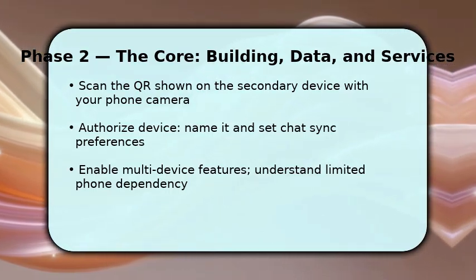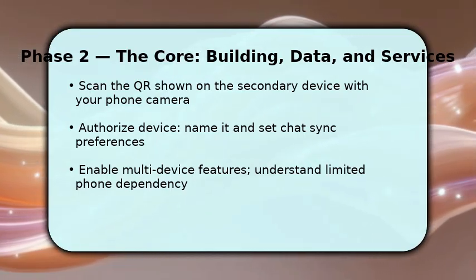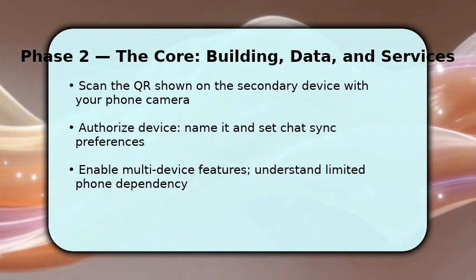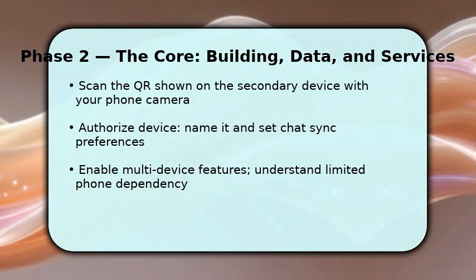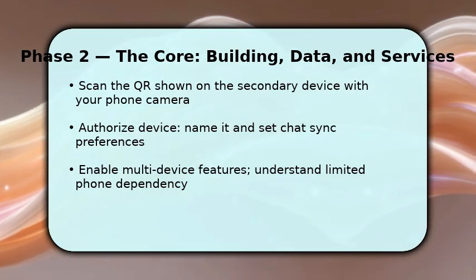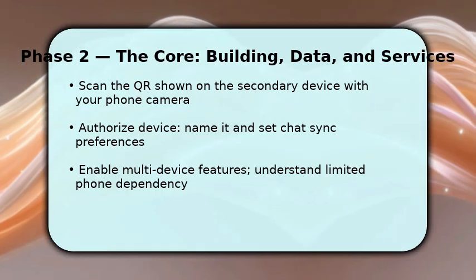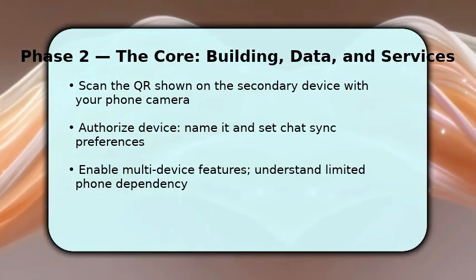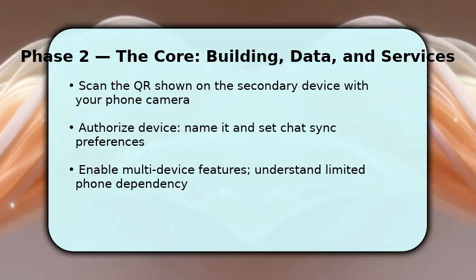After scanning, name the device so you can recognize it later and choose chat sync options. You might opt to sync recent chats only. Make sure to enable multi-device features when prompted, since that reduces constant phone dependency. If a prompt explains reduced access to call history or location messages, read it. That clarifies the small trade-offs for multi-device convenience.